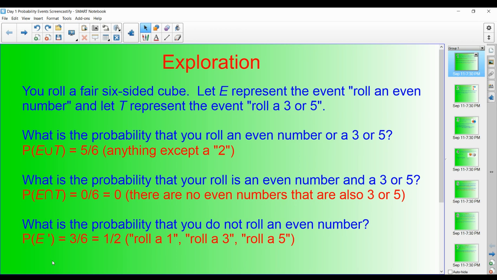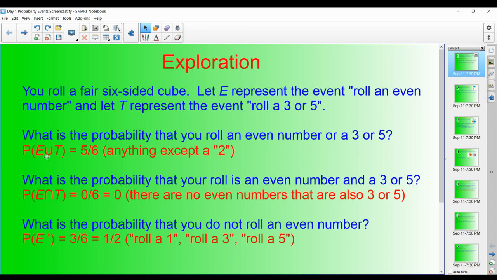Hi everyone. Today we're going to talk about probability events and some more vocabulary related to probability. So let's start with rolling a fair six-sided cube. It's got the numbers 1 through 6 on it. Let E be the event we roll an even number, so 2, 4, 6, and T represent roll a 3 or roll a 5.